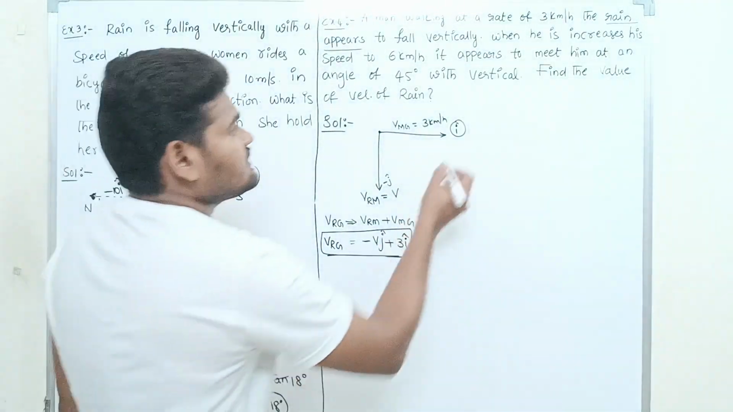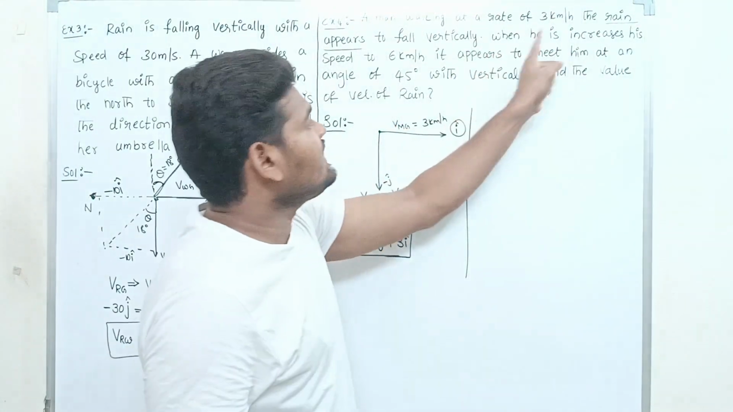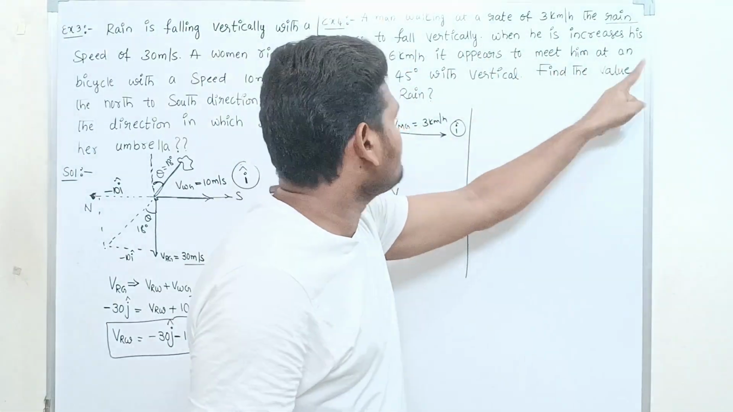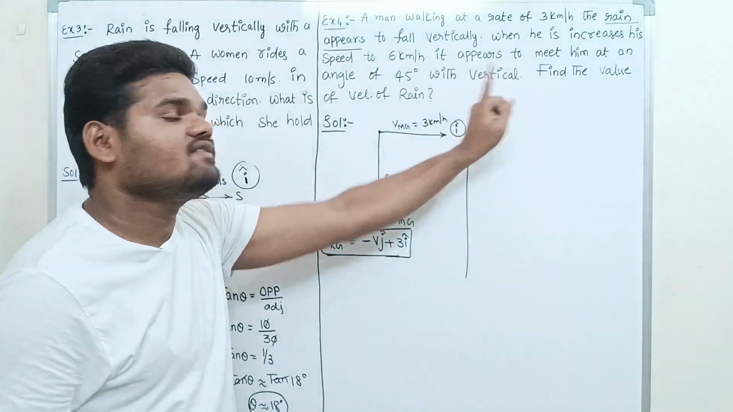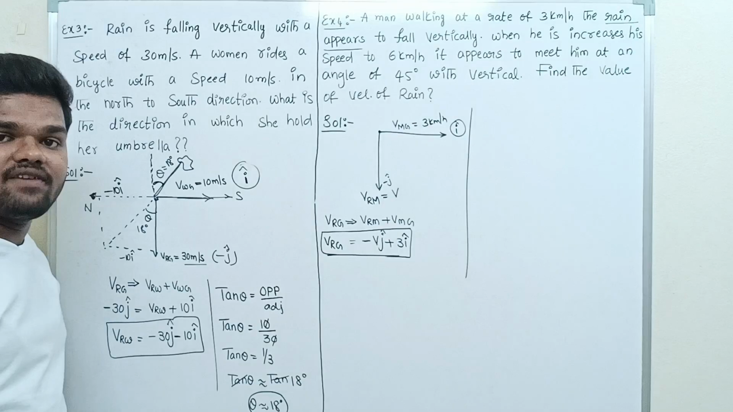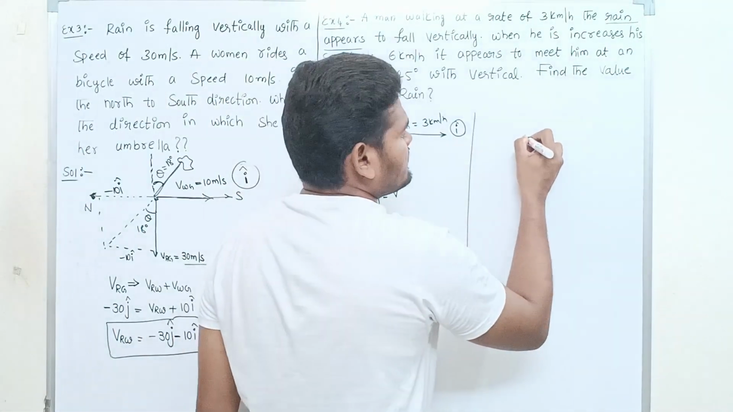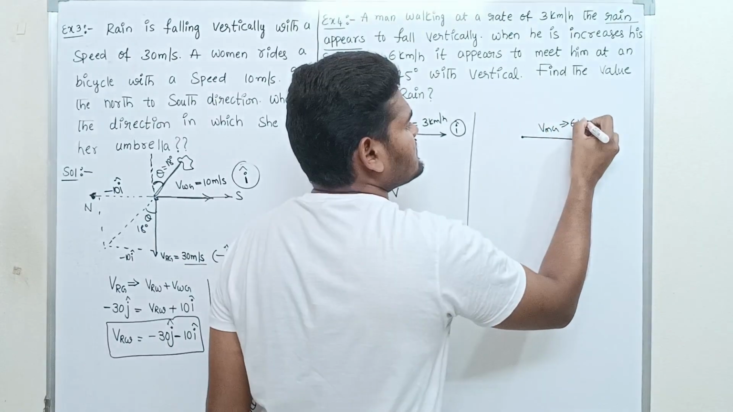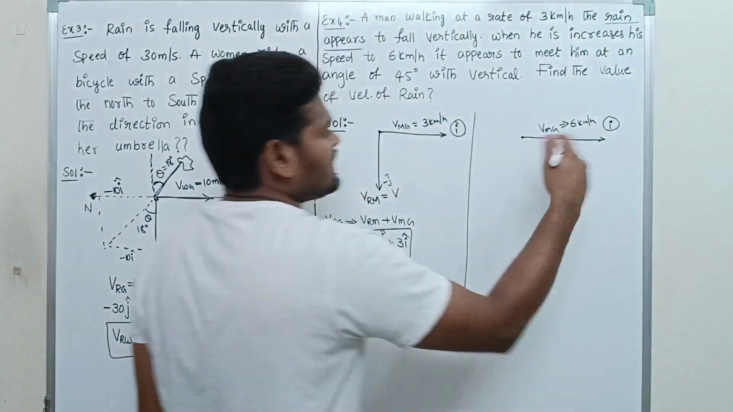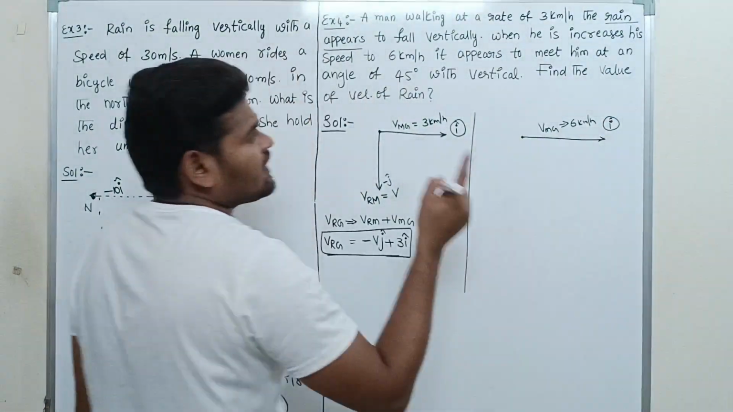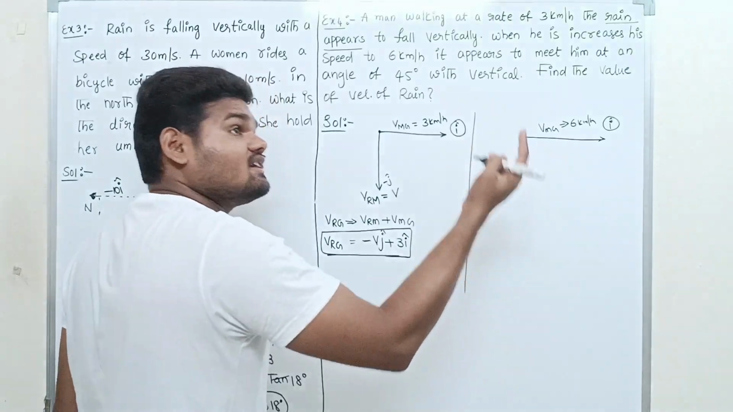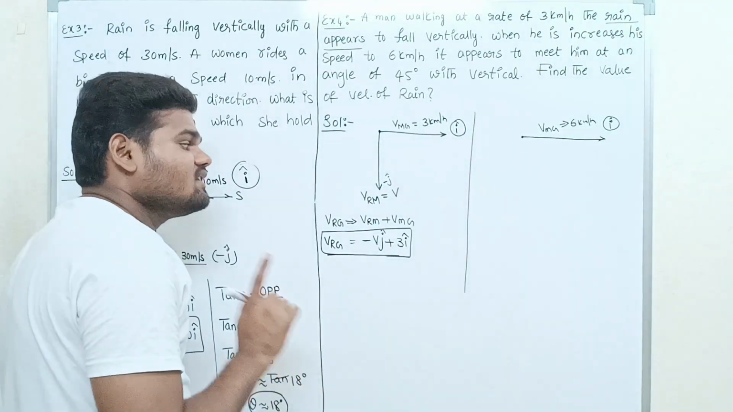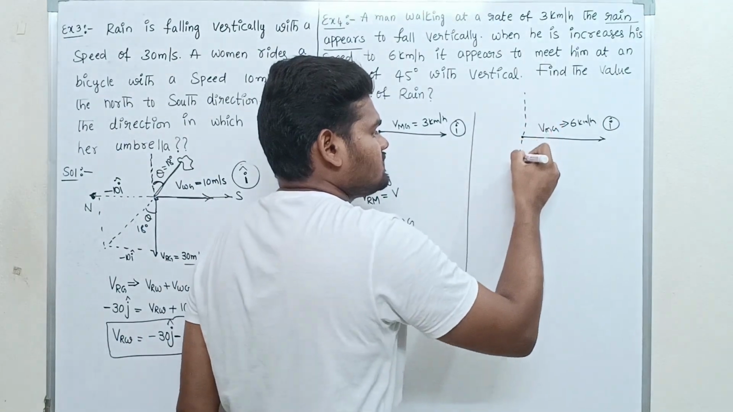Now in case 2, when he increases his speed to 6 kilometer per hour, the rain appears to meet him at an angle of 45 degrees with the vertical. Find the value of velocity of rain. At this time, the person increases his speed. Velocity of man with respect to ground is 6 kilometer per hour, and i cap is the unit vector along that direction. Now, when he increases his speed, the rain appears to meet him at an angle of 45 degrees with the vertical.